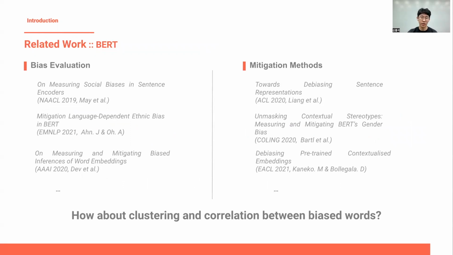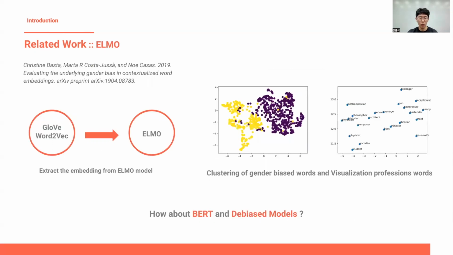Our curiosity started from here. How do the contextual models behave under the same experiments proposed in the Lipstick paper? We found a paper that worked on ELMo, and it shows the clustering of gender biased words in ELMo, but it only showed ELMo itself, but not the debiased models. In our research, we will focus on BERT, and further we will compare with the debiased models.